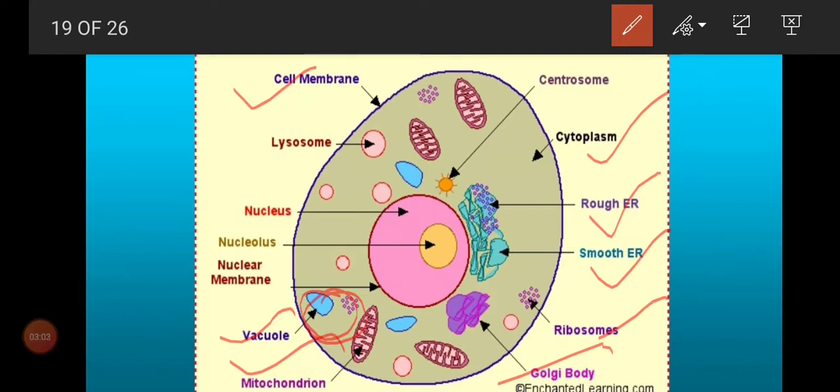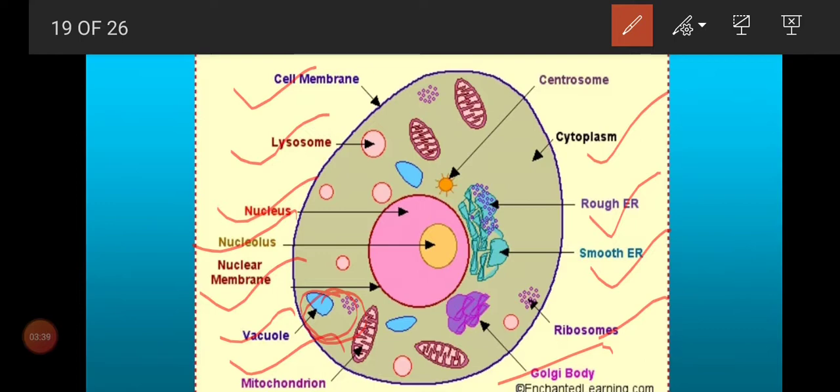And in the center we can see the nucleus. Inside the nucleus, nucleolus will be present, and nucleus is covered by nuclear membrane. And one more important cell organelle present in the animal cell is lysosome. Lysosome digests the dead or unwanted particles present in the cell. So that's all about the animal cell.